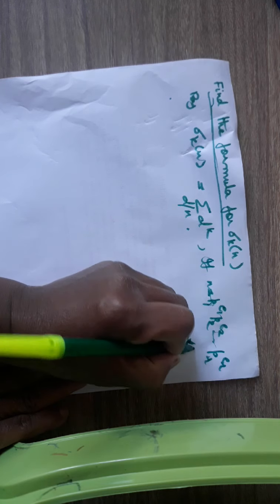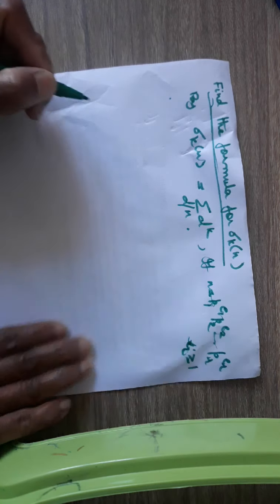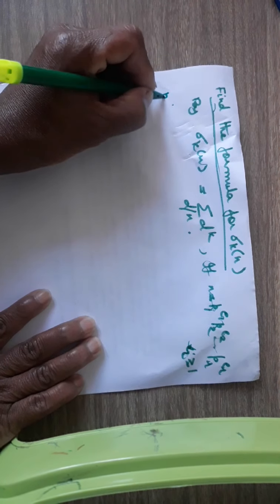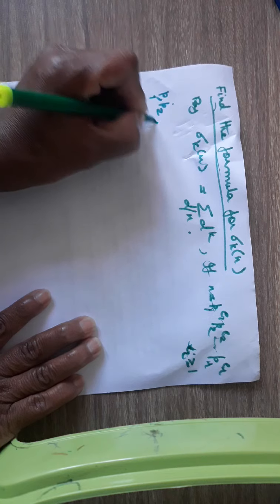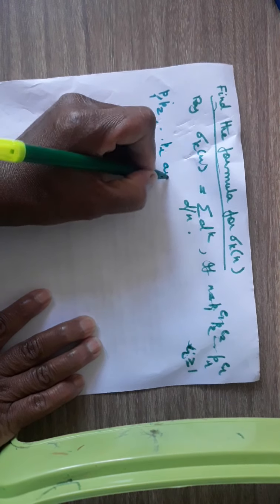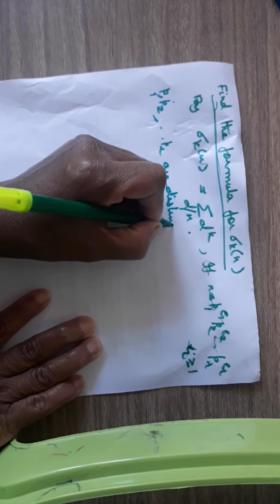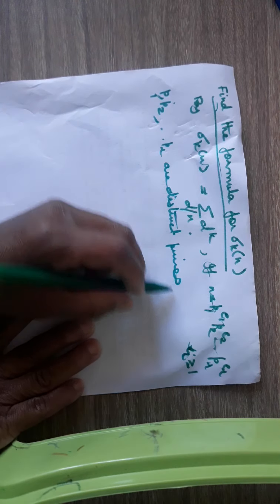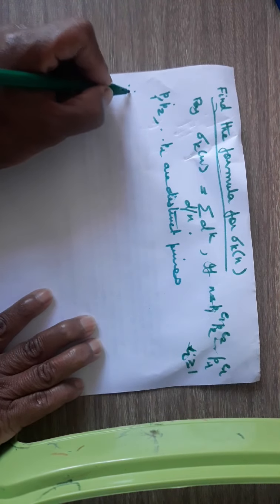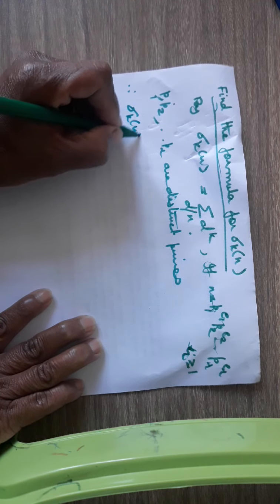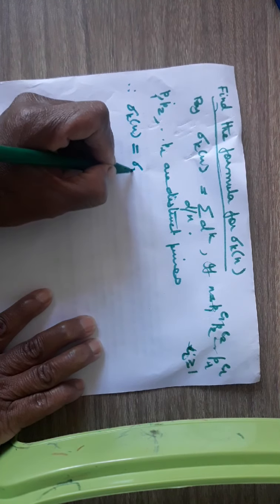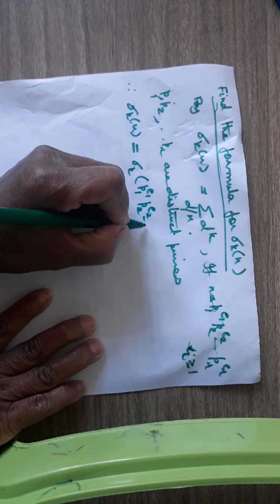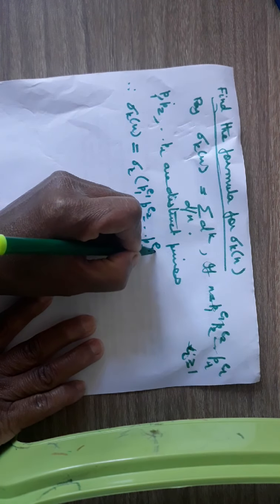ei is greater than or equal to 1. So n is a product of distinct prime powers, where p1, p2, and so on up to pr are distinct primes. Then what we need to find is sigma k of n. So according to the definition, it is sigma k of p1 to the power e1, p2 to the power e2, dash dash pr to the power er.